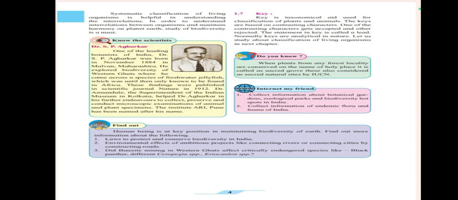Key. Key is a taxonomical aid used for classification of plants and animals. The keys are based on contrasting characters. One of the contrasting characters gets accepted and other rejected. The statement in key is called a lead. Normally keys are analytical in nature. Let us study about classification of living organisms.